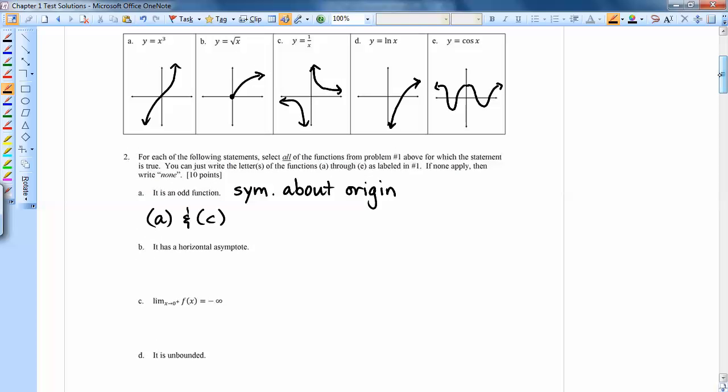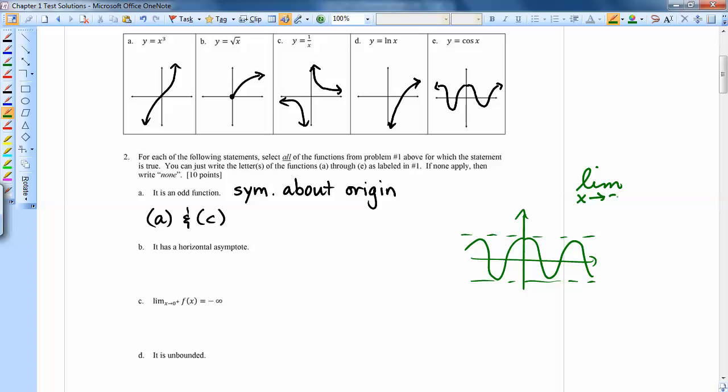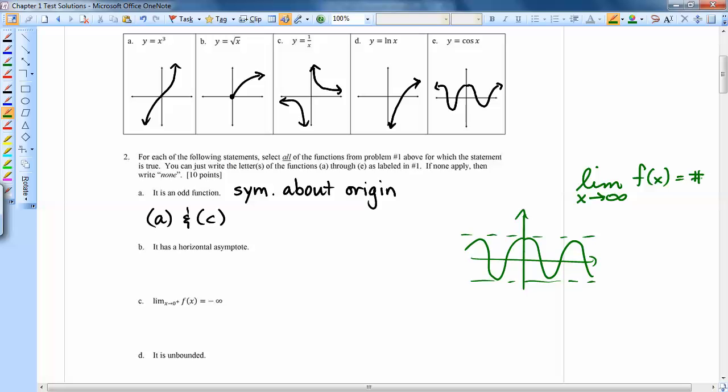Okay, has a horizontal asymptote. This one confused a lot of people because a horizontal asymptote talks about what happens at the ends of the graph. So some people thought that cosine has a horizontal asymptote of 1 and -1, but those aren't asymptotes because a horizontal asymptote is asking what happens out at infinity. What happens to the function? Does it equal a specific value? If it doesn't equal a specific value, then it's not an asymptote out at infinity.